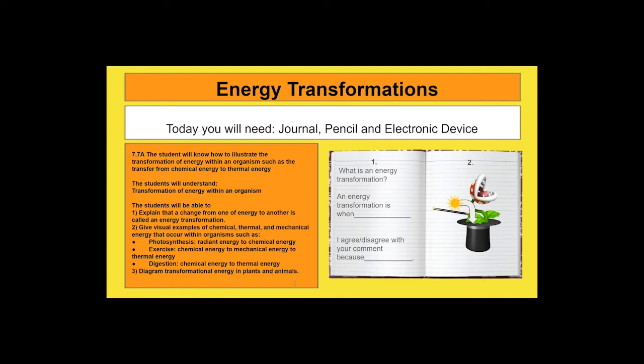So to begin with, go ahead and label your journal title Energy Transformations. And let's begin with what you know already about energy transformations. So in your journal, and also as a post in Schoology, go ahead and write this question and answer it using the sentence stem.